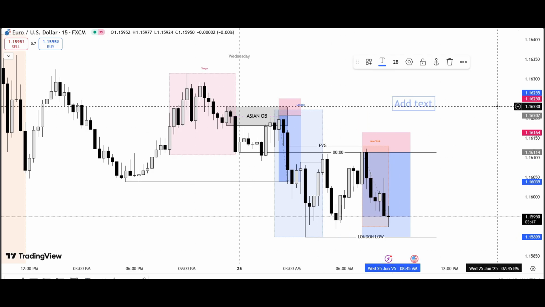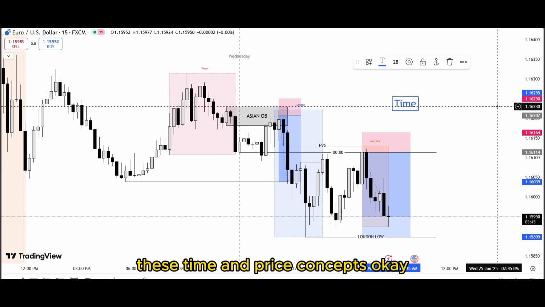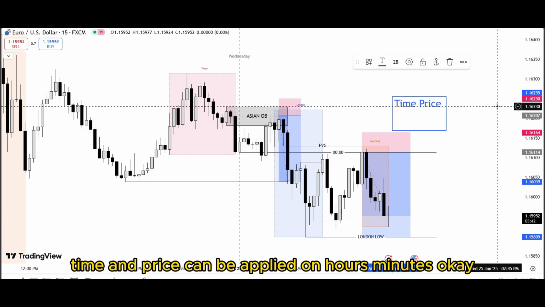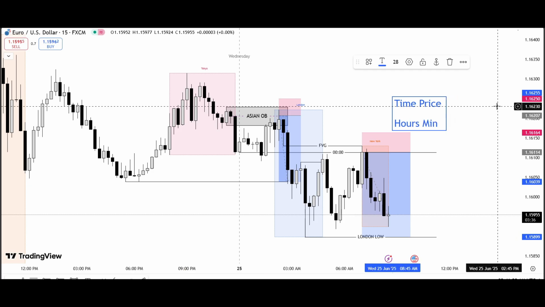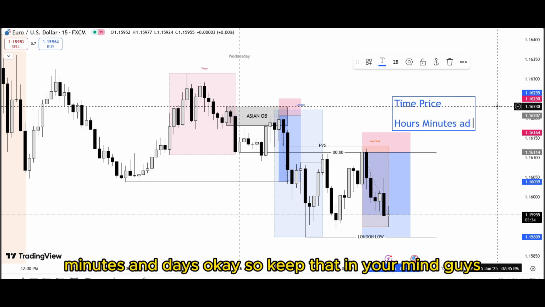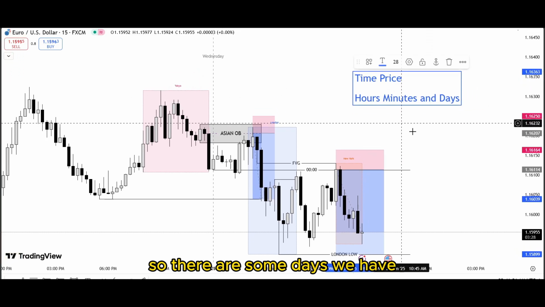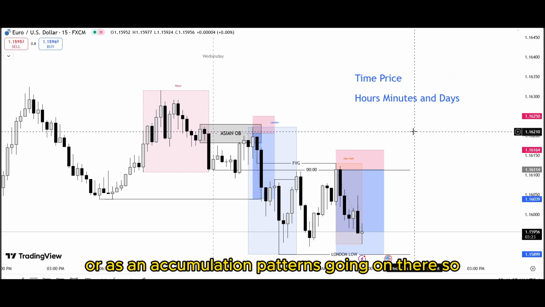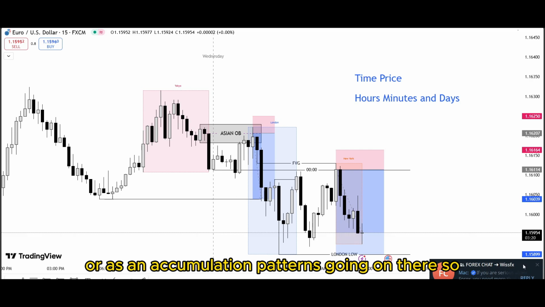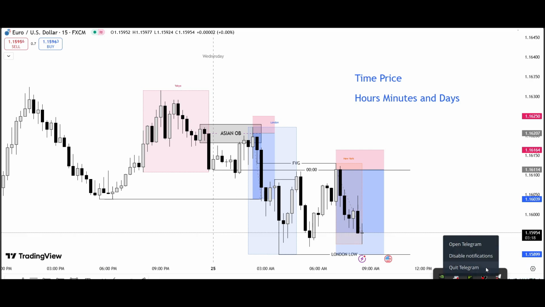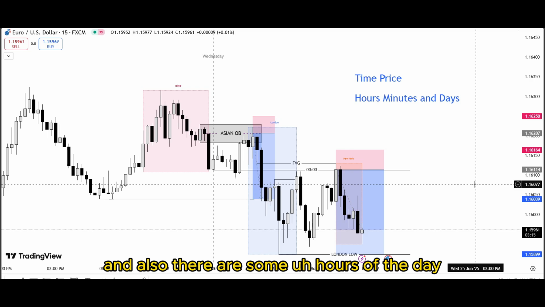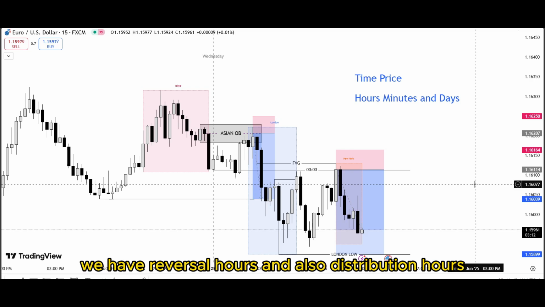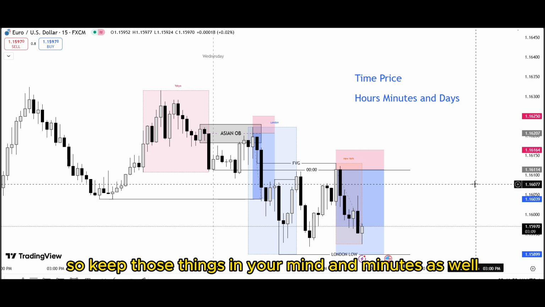So guys, these time and price concepts can be applied on hours, minutes and days. Okay, so keep that in your mind guys. There are some days we have less volume in the market, and we have some sort of a reversal or accumulation patterns going on there. And also there are some hours of the day we have reversal hours and also distribution hours, so keep those things in your mind, and minutes as well.